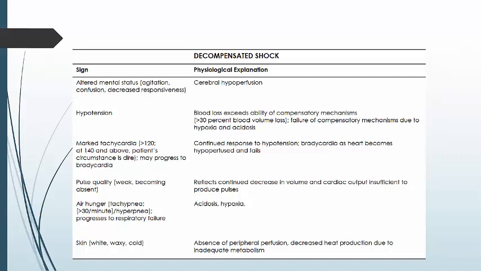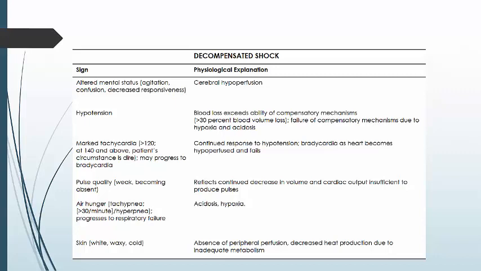All right, marked tachycardia, so greater than 120. Okay, and at the top ends of this, they may start to go to bradycardia. Keep in mind though, if it's coming down, are they getting better, or are they just passing through normal on the way to dead? Because in order to get to zero, that heart rate's going to have to drop down first. So this is that continued response to hypotension. The bradycardia, the heart becomes hypoperfused and it's going to fail. Now our pulse quality, weak and or becoming absent. Okay, so this is a decrease in volume and a decrease in cardiac output.